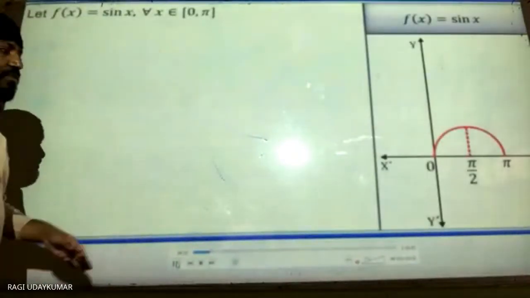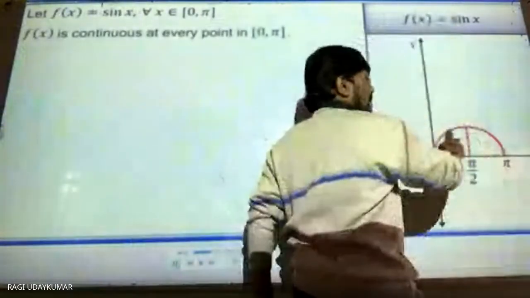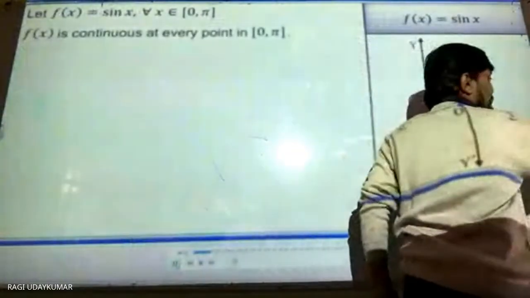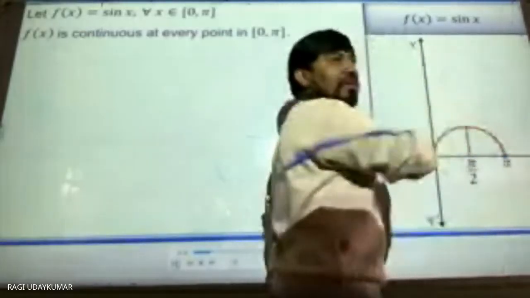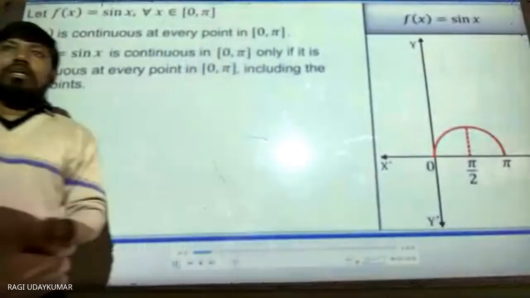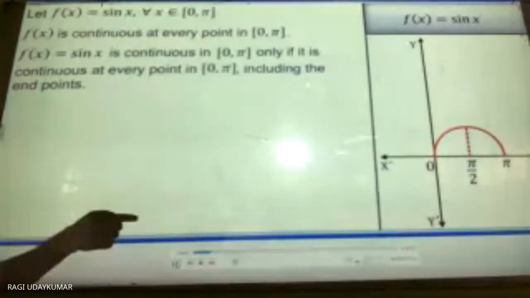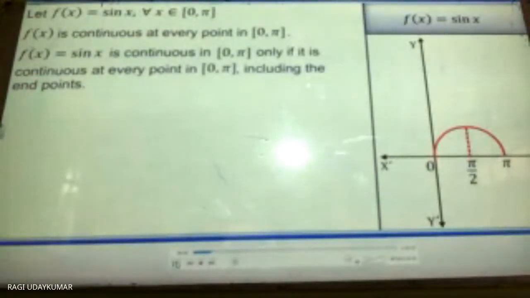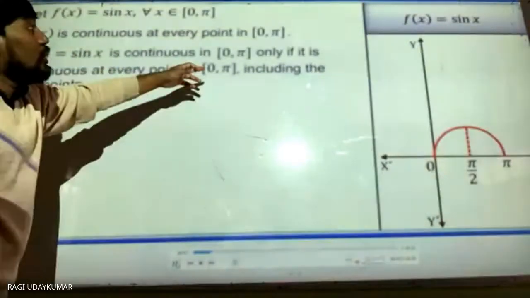Whenever you see the graph of this function, it is continuous from 0 to pi. The sine graph will be like this, here to here, and pi up to the next 2 pi, like that we are going. But only 0 to pi is asked to check the continuity. So whenever you observe the graph in 0 to pi, it is a continuous function. Graphically, f of x equals sin x is continuous in this domain.